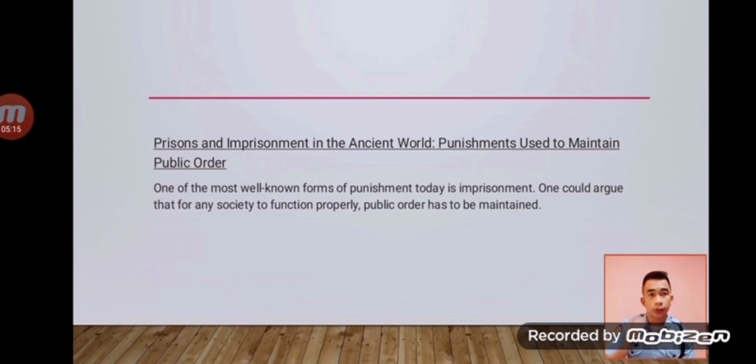Prisons and imprisonment in the ancient world: punishment used to maintain public order. One of the most well-known forms of punishment today is imprisonment. One could argue that for any society to function properly, public order has to be maintained. During this time, prisoners started receiving more care. The concept of rehabilitation was introduced.